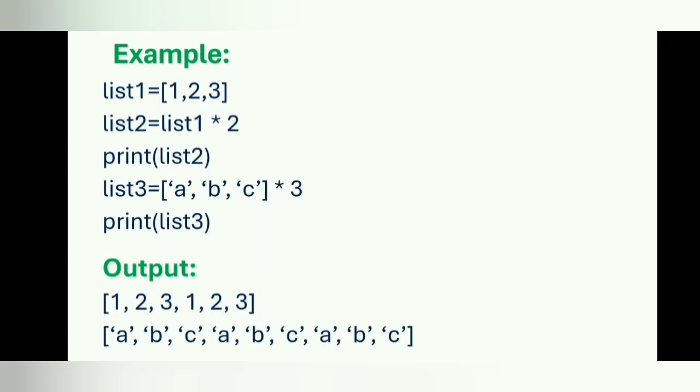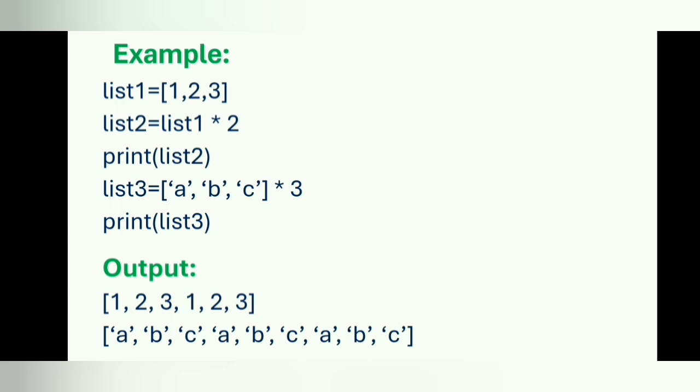Example. In this example, the first thing I did was create a new list with the three integer elements 1, 2 and 3 and assign it to list 1. After that, I used the asterisk operator to repeat list 1 2 times and assign the result to list 2. The next statement, print list 2, will display the newly created list with the repeated elements. In this case, the asterisk operator repeats the entire list 1 2 times.